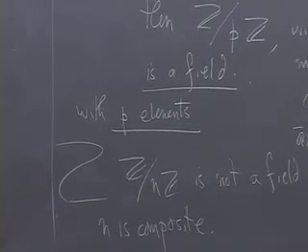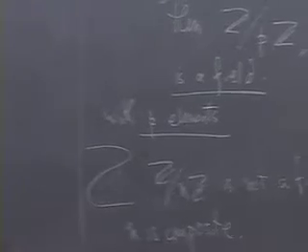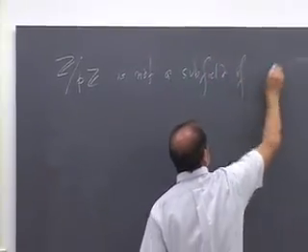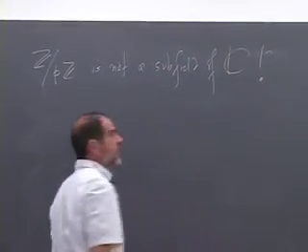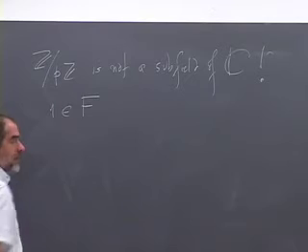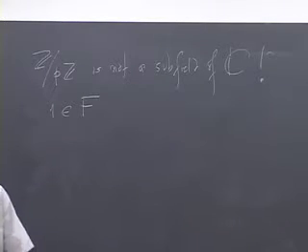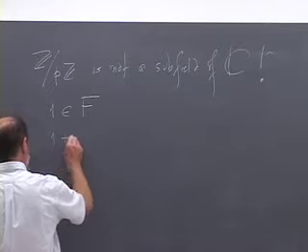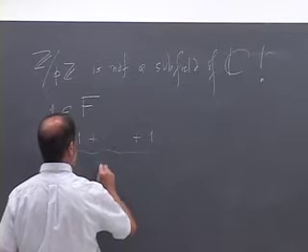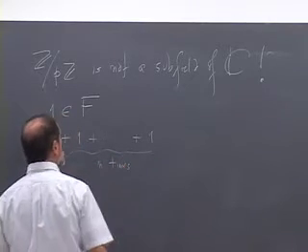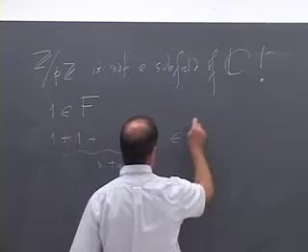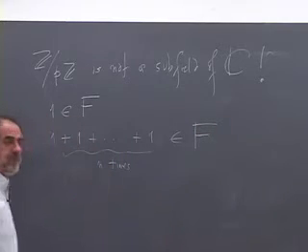Okay? Now, Z mod PZ is not a subfield of C. And the reason is very simple. In any field, you have the element 1. A field has to have a multiplicative identity, 1. And since you can add 1 to itself any number of times, you can add it to itself n times, and you get a new element in the field, for every integer n.